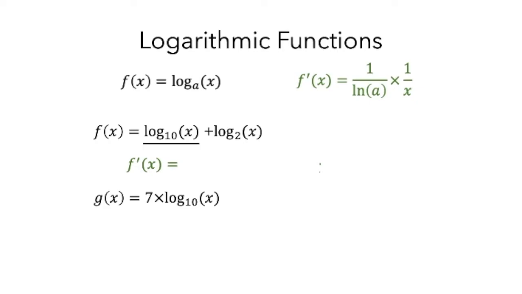And the base of the second one is 2. So you will get 1 over natural log of 10 times 1 over x, which is the derivative of the first one, plus 1 over natural log of 2 times 1 over x, which is the derivative of the second one.